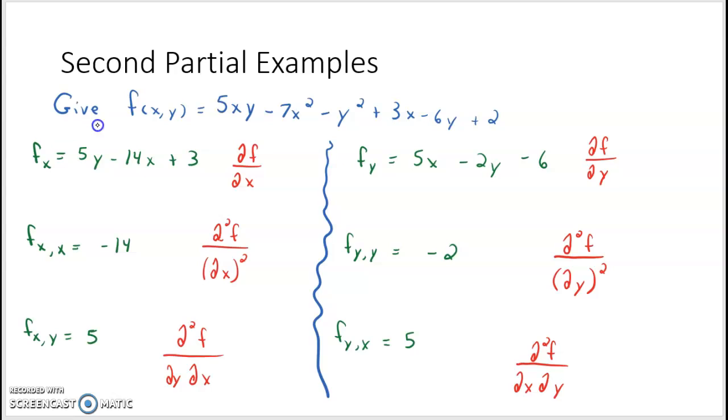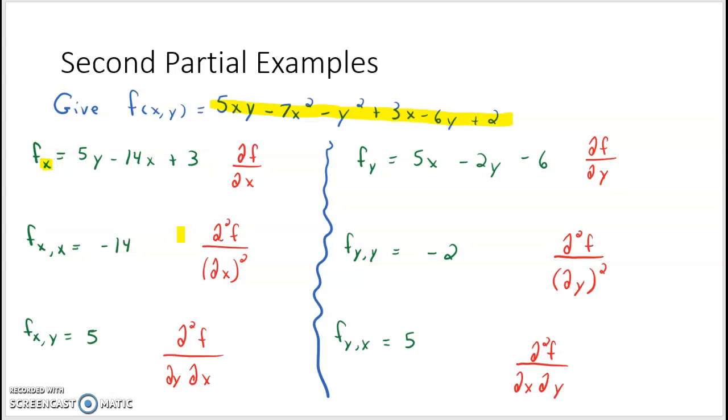Let's see what we got here. Here's an example. The function is 5xy minus 7x squared minus y squared plus 3x minus 6y plus 2. So pretty easy thing to work with, especially if we're always treating one of those as a constant. But kind of follow down here.